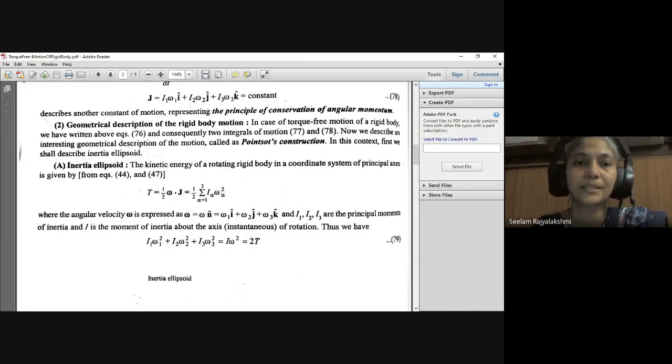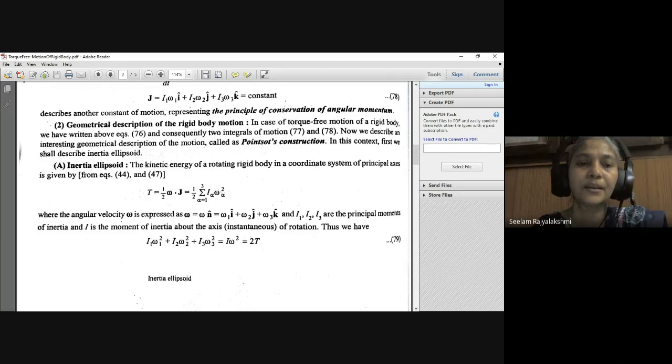Now, let us consider the inertia ellipsoid. Here the kinetic energy of a rotating rigid body in a coordinate system of principal axes is given by T equals half omega dot J, and also we have T equals half sigma alpha equals 1 to 3 I alpha omega alpha square. By equating these two, we obtain T equals half omega dot J equals half sigma alpha equals 1 to 3 I alpha omega alpha square.